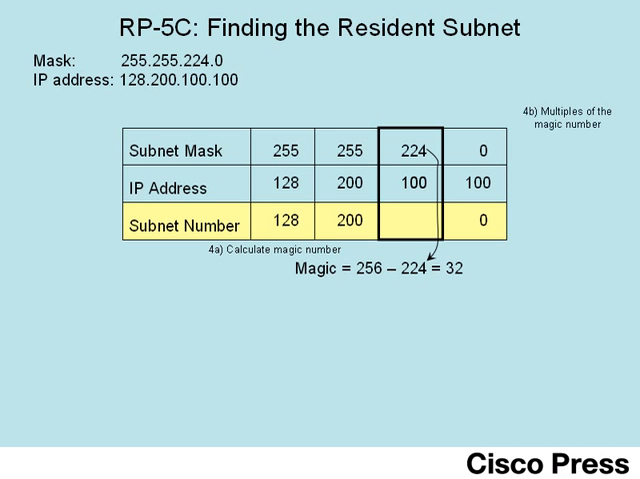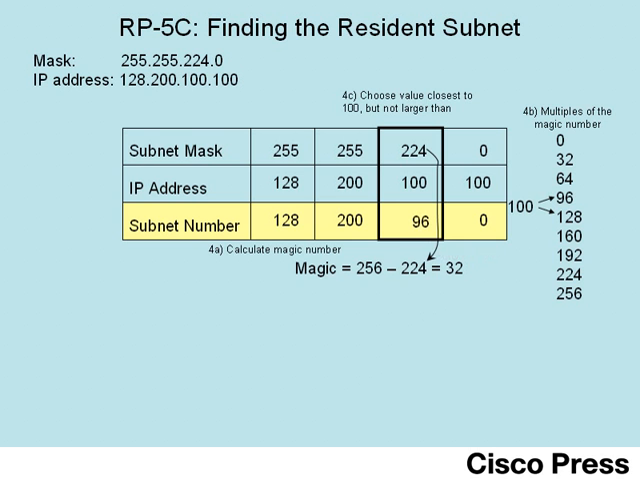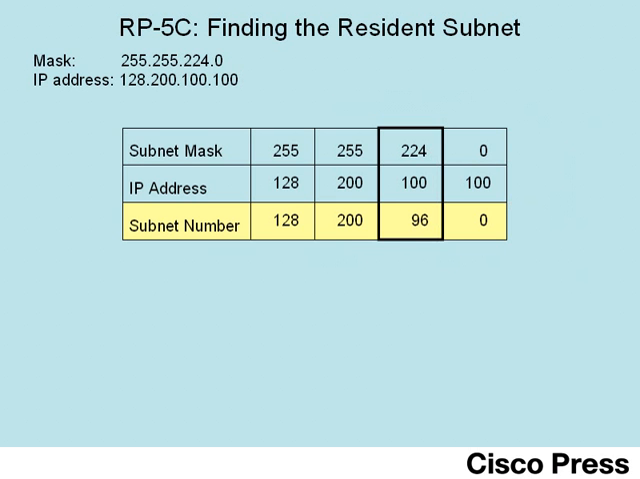So at step 4b, we're going to calculate all the multiples of the magic number. We start with 0 and calculate all the way up through 256. Now the subnet number's value in that third octet is going to be one of those numbers, but which one? So at step 4c, we compare the IP address, not the mask, but the IP address's value in that interesting octet to the list. Now that value is 100 in this example. We see that 100 is closest to the multiples of the magic number that are 96 and 128. And we simply pick the smaller of the two. So in this case, we pick 96, so the subnet number is going to be 128.200.96.0.